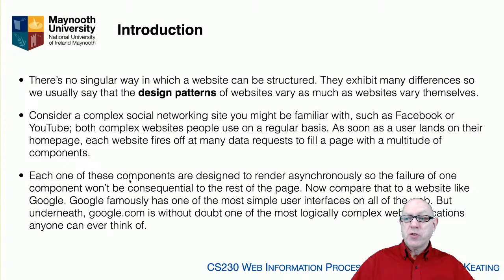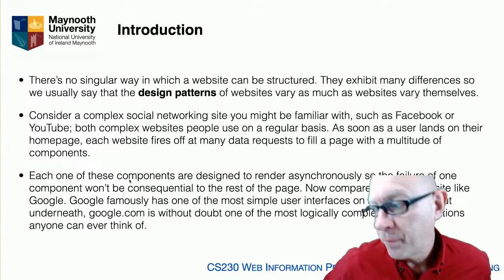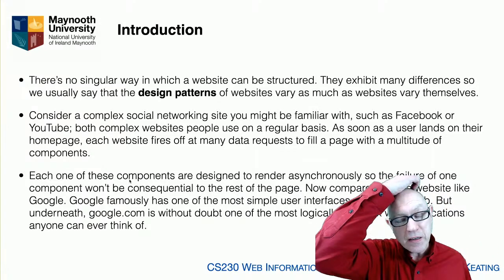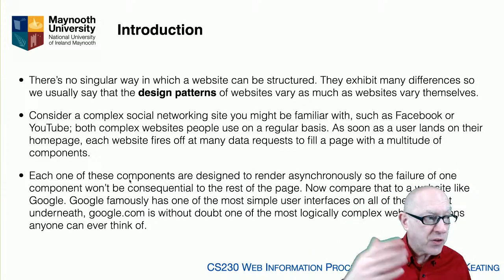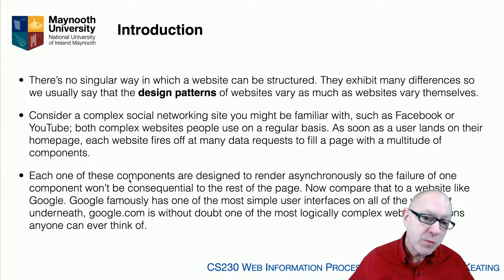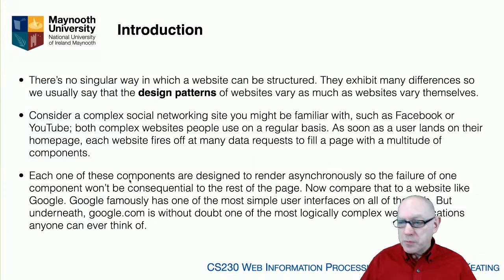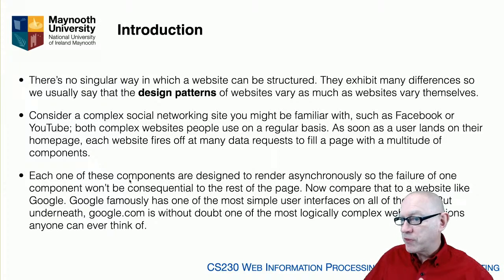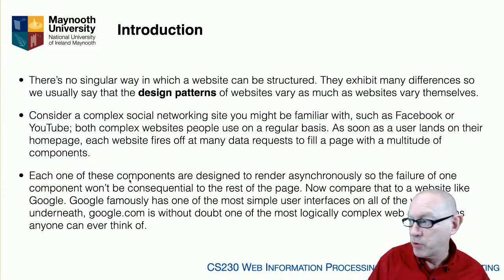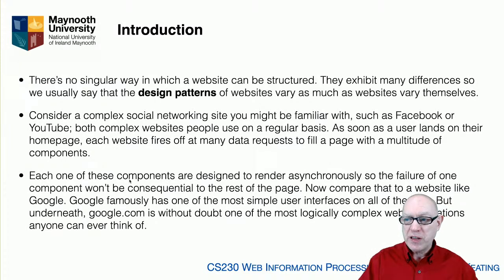So in terms of an overview, there's no single way in which a website can be structured. There's lots of ways to do it. And I always say, when I give an example, here's one way to do it. You could ask me a question today and I give you the answer, and you could ask me the same question tomorrow and I might give you a different answer, because it depends on my mood, or maybe I learned something in between that would give rise to a different kind of answer. But the solutions and approaches exhibit so many differences. We usually say that the patterns of websites vary as much as the websites themselves vary.